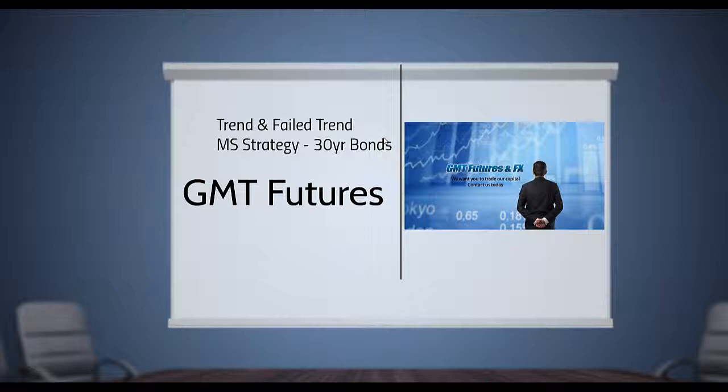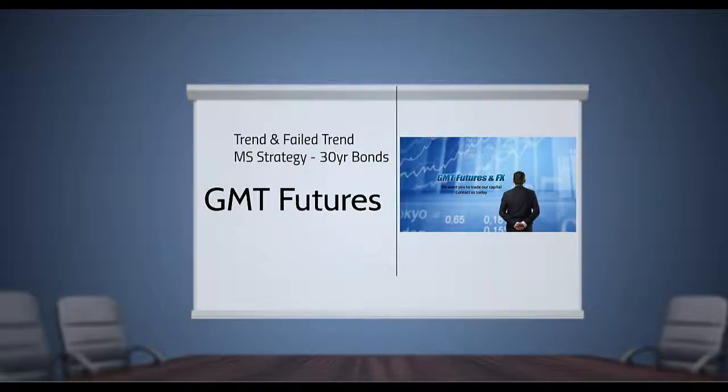So we're going to have a look at this combination of systems running on the 30-year bonds, and how these two strategies worked last night to give us some really good profit in the market. It's just a good way of looking at having a trending strategy and then a non-trending strategy and how you can capitalize on that.